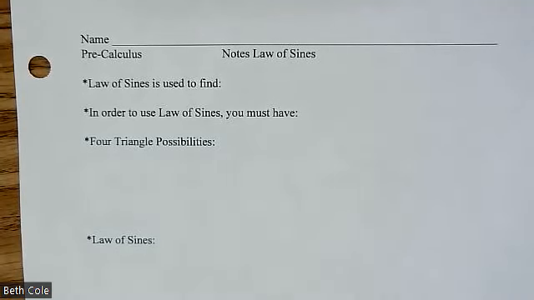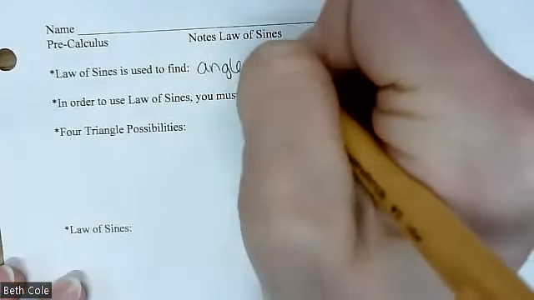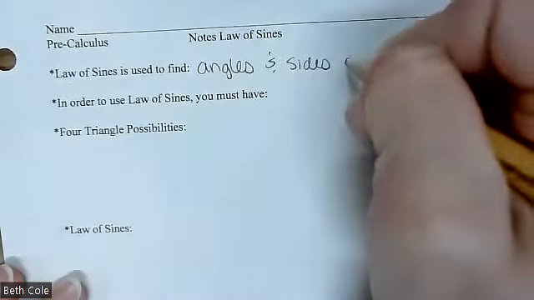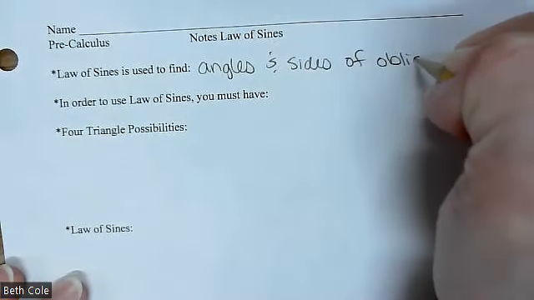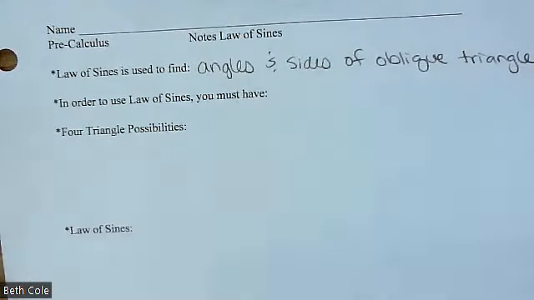So this is law of sines. It is used to find angles and sides of oblique triangles. Oblique simply means that it is not a right triangle.